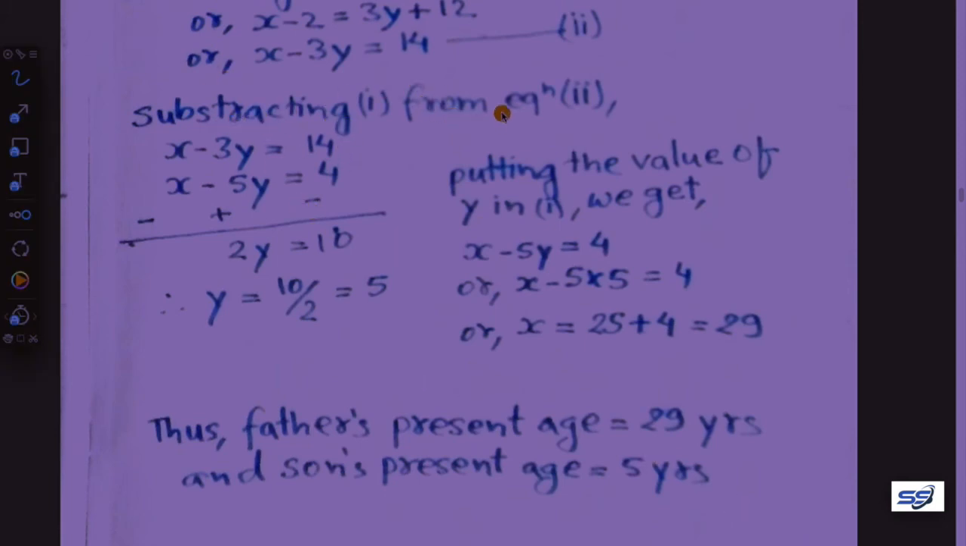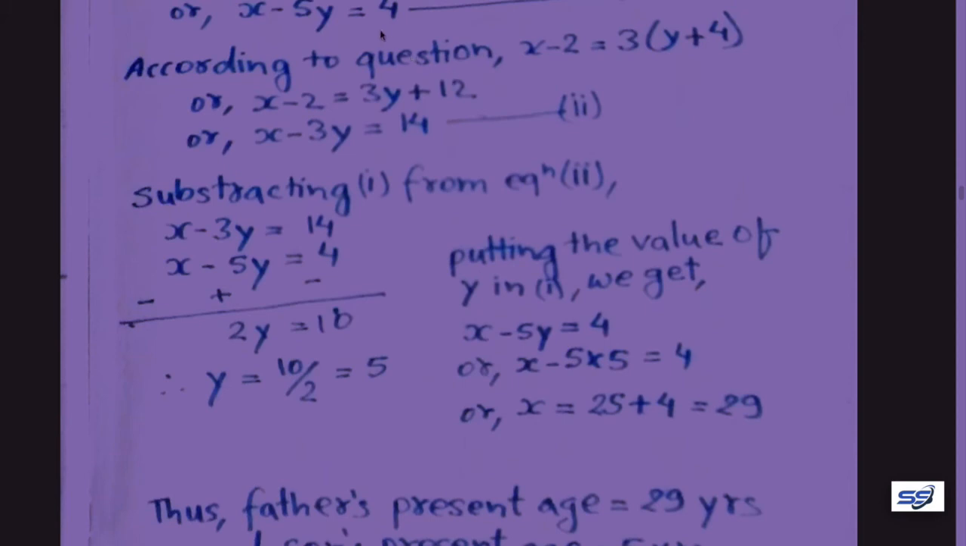Subtracting equation 1 from equation 2: the second equation is x minus 3y equals 14, and the first equation is x minus 5y equals 4. This equation shall be subtracted from our second equation to get the value of x and y. The upper one is our second equation, x minus 3y equals 14, and below it the first equation, x minus 5y equals 4. To subtract, we should always change the sign of the bottom: x stays, minus 5y becomes plus 5y, and plus 4 becomes minus 4.